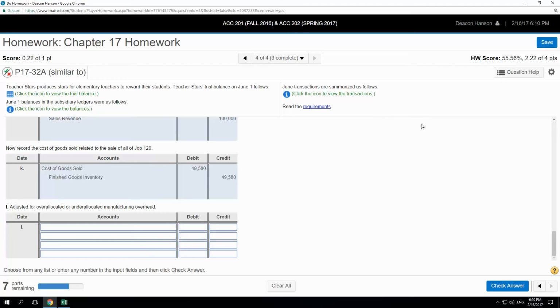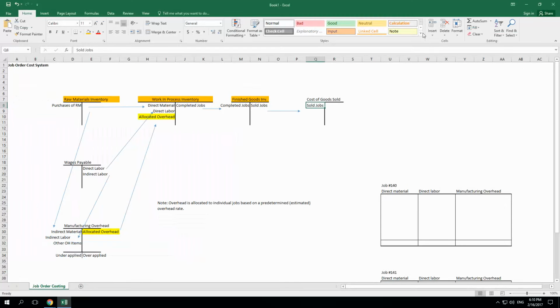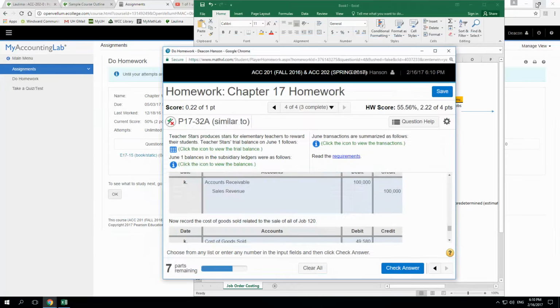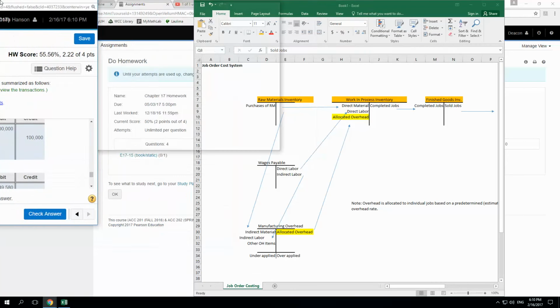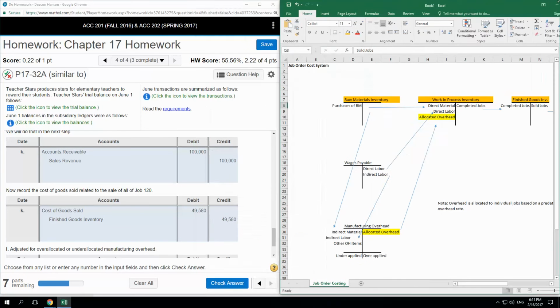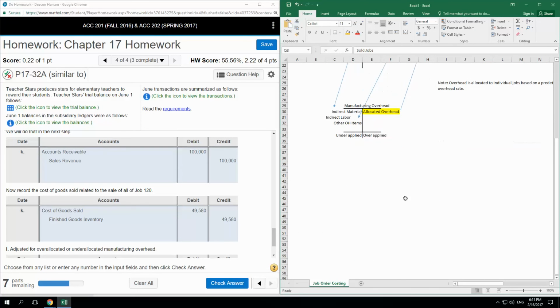Okay, now this is what I was working up to: over or under applied overhead. Like I was saying, if we come back to my little spreadsheet, at the end of the day you're going to have total debits in your overhead account and total credits, and there's going to be a difference.